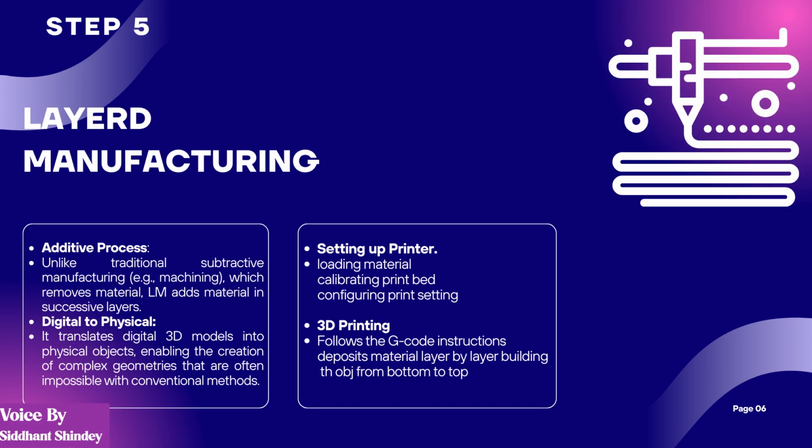So the next step in the 3D printing process after G-code generation is layered manufacturing. This step is further divided into two steps. First, setting up the printer. This involves loading the appropriate material for printing, preparing the print bed, and configuring the print settings. The second step is layered manufacturing. This step involves the actual printing by following the G-code instructions. Building the object layer by layer from the bottom is the crucial part.